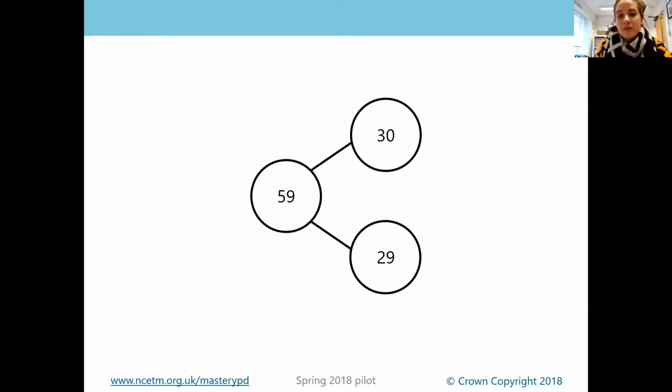Excellent. So we had 30 and 29 make 59. The same with this one. Pause and have a go at your calculations and find the missing number. 31 and 40.